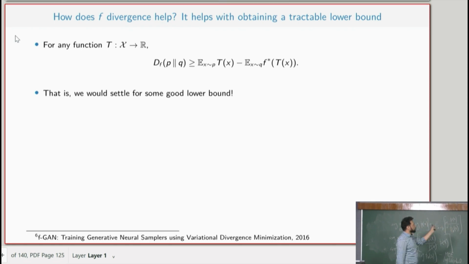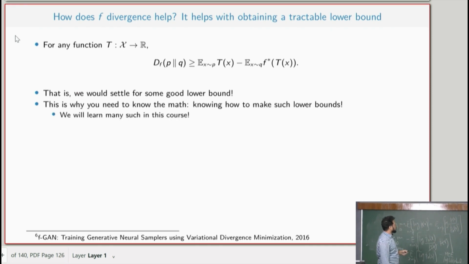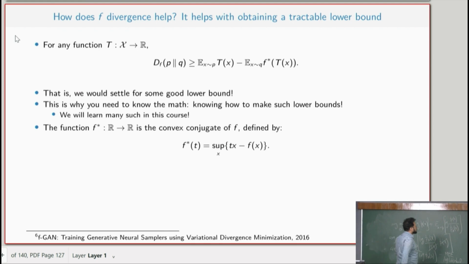These lower bounds will also show up in diffusion models. We call it ELBO, the evidence lower bound. That's the term given. So you are looking for lower bounds which are tractable in practice. That's why we need maths, knowing how to make such lower bounds, and we will learn exactly these things in this course, how to make things tractable. f star is something we already defined, I just put it here.